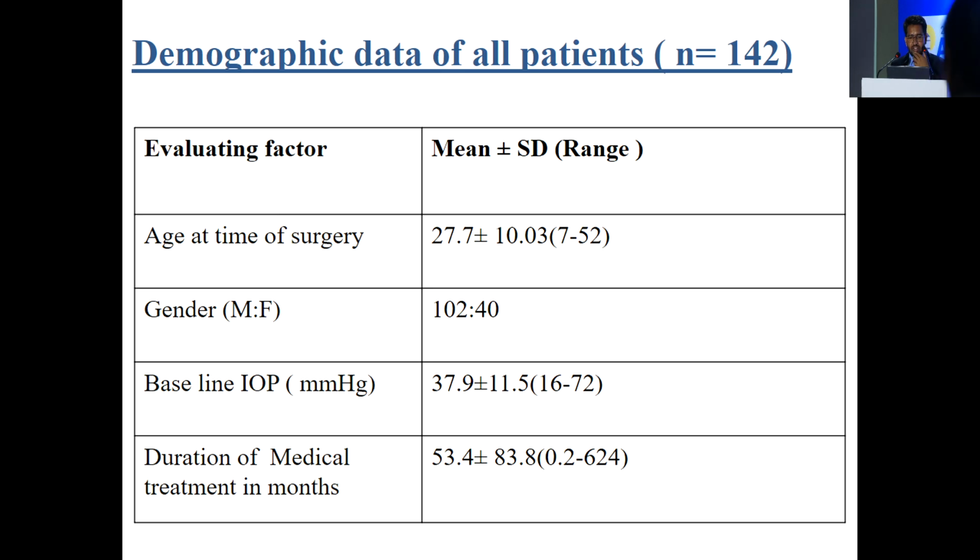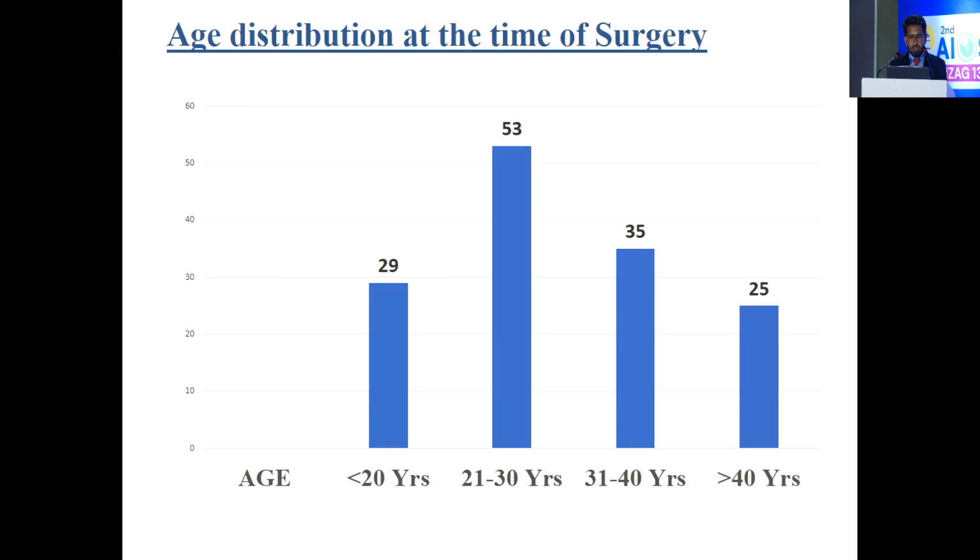The demographic data for all 142 patients: the age at the time of surgery is around 27 years, more commonly seen in male patients, the baseline IOP is around 37, and the duration of all medical treatments is around 53 months. The age at the time of surgery is most commonly around the 21 to 30 years age group.